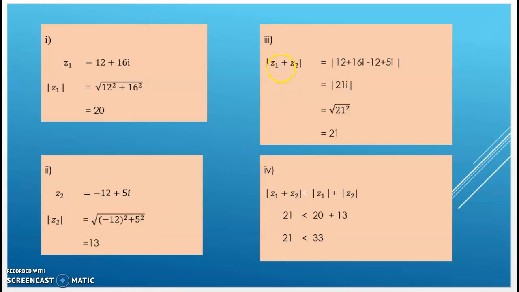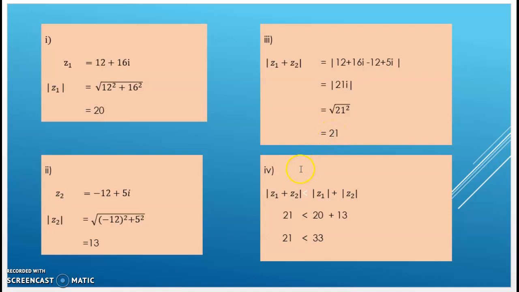The modulus of z1 plus z2, so that means I have to add z1 and z2, then get the modulus. So these are like brackets. You do inside the brackets first, and then you do the modulus. So I have to add 12 plus 16i and minus 12 plus 5i. So 12 minus 12 is 0, that's gone. Then I have plus 16i plus 5i, so 16 and 5 is 21, so I get plus 21i. I have to get the modulus of 21i. That is the square root of 21 squared. Into your calculator, it tells you that it's 21.